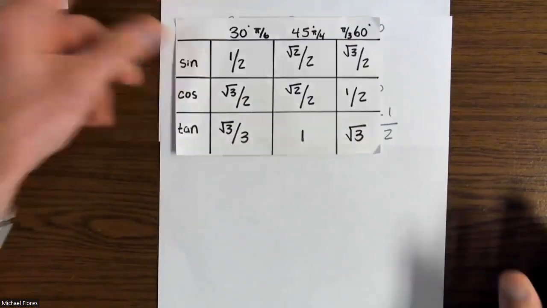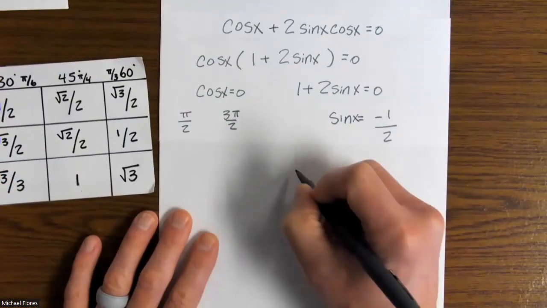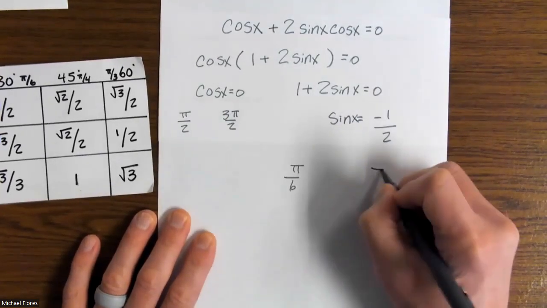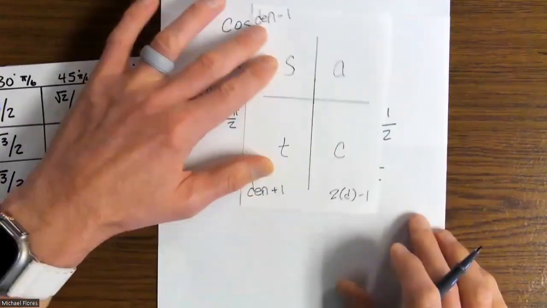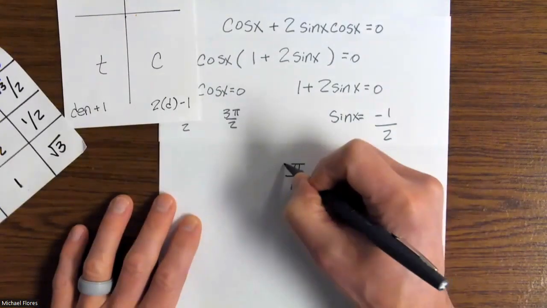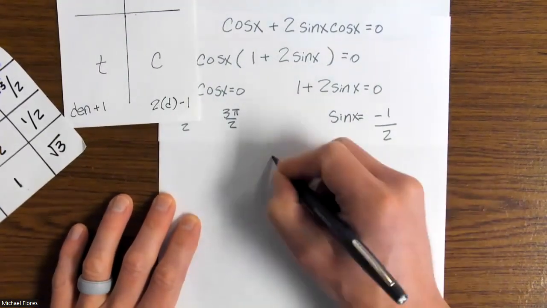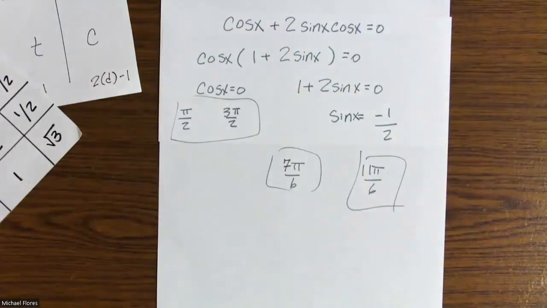Trig chart time. Sine is 1/2 in the pi over 6 column. And we need sine to be negative. So sine is negative in quadrants 3 and 4. Those also.